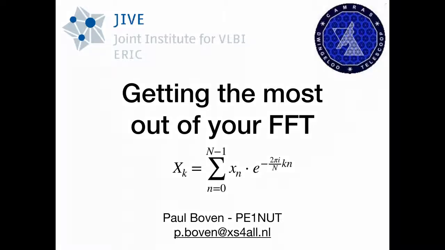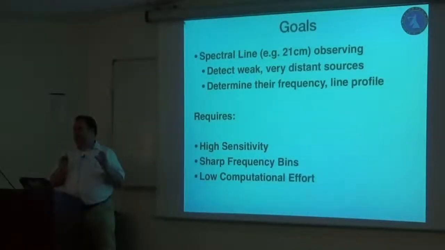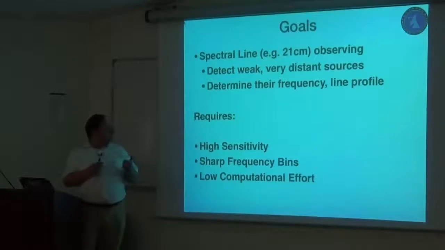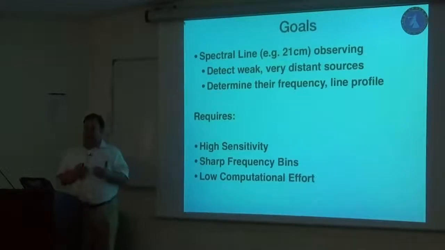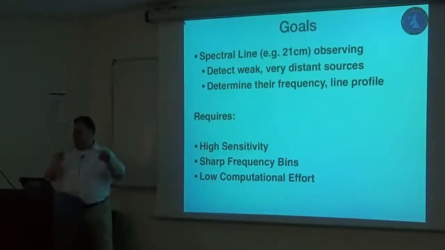So when we are doing FFT, the goal is to look at spectral lines where you have signals that are just slightly a little bit above the noise, usually from sources that are really, really far away. And what I want to see is the frequency profile. To do that, I need high sensitivity, not just in my telescope, but also in the algorithms that come after it. I also want my frequency bins to be as sharp as possible, so that if I see something in a particular bin, I know that it's actually there, and that a particular signal is not actually spread out over lots of bins. And all of this needs to be done with a low computational effort, because otherwise I cannot look at large parts of the spectrum at the same time.